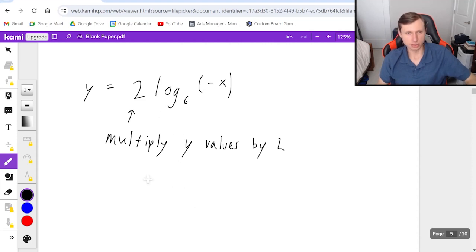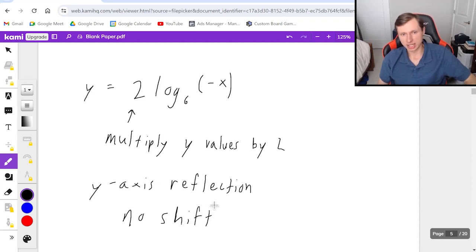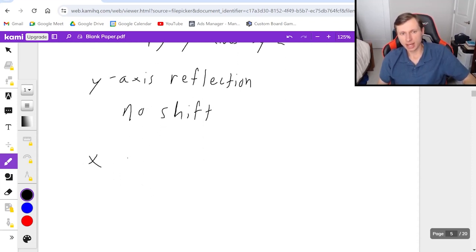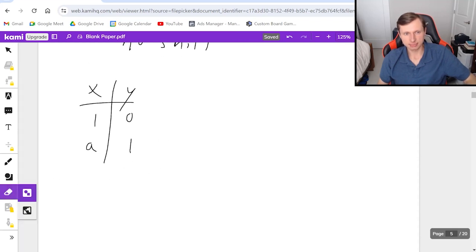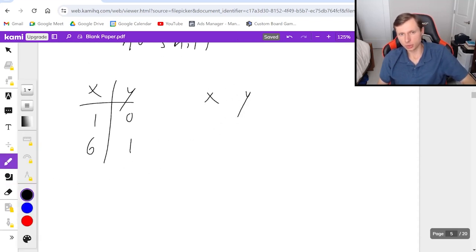Okay, so here's the solution. First, I noticed there is a y-axis reflection this time because of the negative x. There is also no shift, which is nice. And then if I want to do my x and y table, it is 1, 0, and a, 1, where a is going to be 6 because that's log base 6. So now with the new one, the transformed one, first I said I was going to double my y values, and that's true. Now it's going to be 0 and 2.